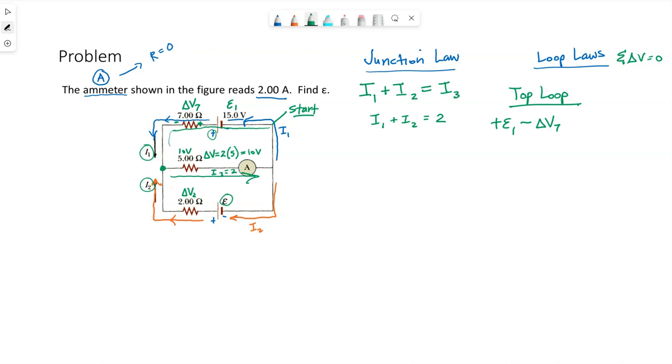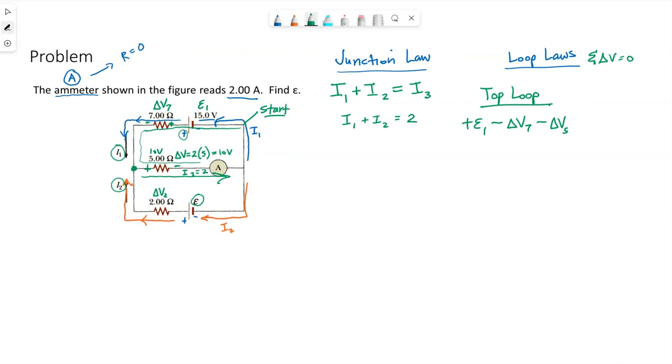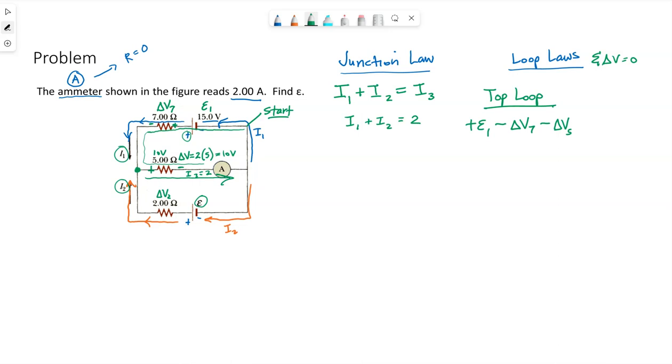My path, I keep going. I want to go through the middle here. So as I go through the middle, I'm going with the current. Current flows high to low. So if I'm moving with the current on my path, I'm going to see a drop of delta V across that 5 ohm resistor, which I know, I'm going to plug that in just a sec. I keep going around. The ammeter we're assuming has no resistance, so it will not have a delta V. We're back to where we started, so we can now say this equals 0.